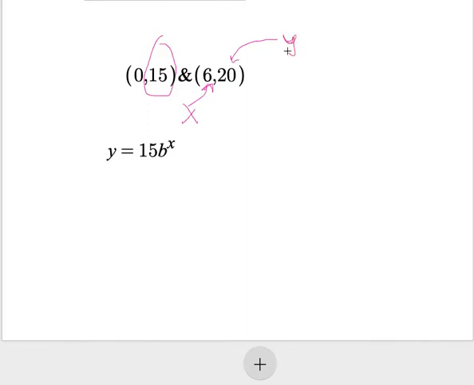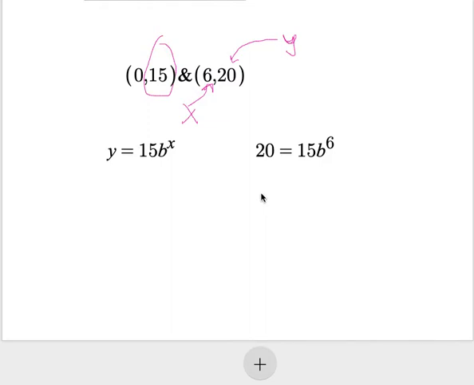So I do know that. So I'm going to use, you might remember, the substitution method. I'm going to substitute those into that equation. So I'm going to put 20 where y is, and 15 times b to the, and instead of leaving x, I'm going to put in 6. Okay, now I need to solve this equation for b.